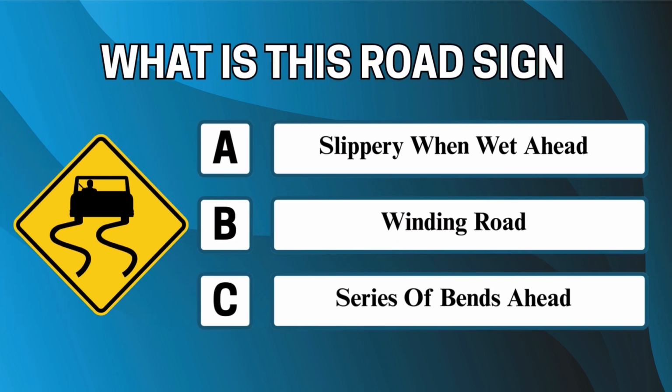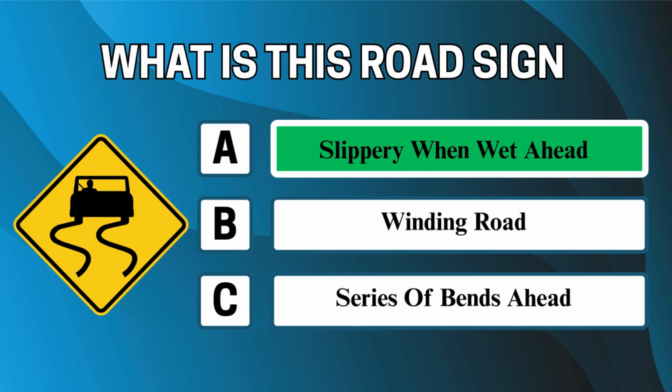What is this traffic sign? A. Slippery when wet ahead. B. Winding road. C. Series of bends ahead. Good call, it is the slippery when wet ahead sign.